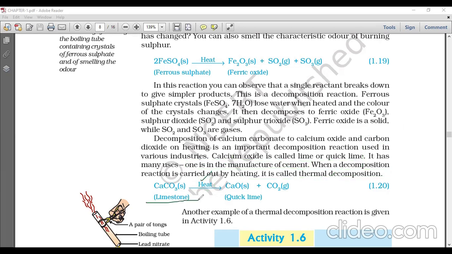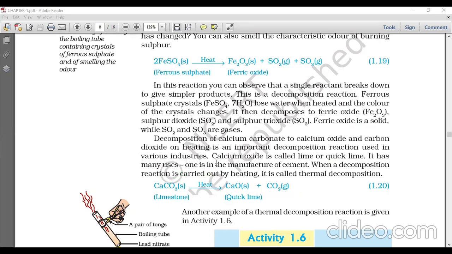So limestone, okay, it is also called as quicklime. Oh, sorry, it is also called as calcium carbonate. Calcium carbonate, when you heat it, it gives calcium oxide plus carbon dioxide gas. Okay, so that is the chemical equation which is given.